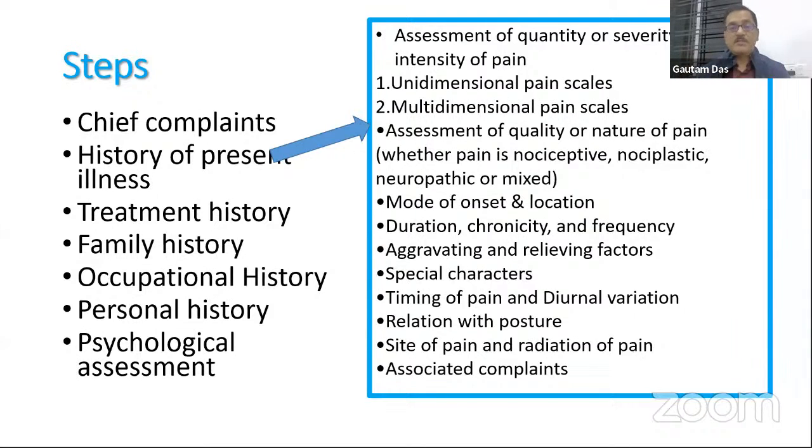And then you start taking the history. Why? Because your ultimate aim is to find out the diagnosis, the causes. So how to find out? You have to remember the causes. You must know that out of this list, somebody should be there.